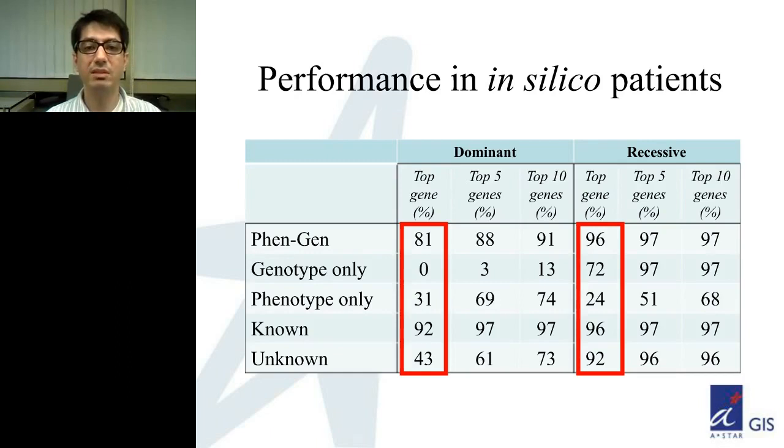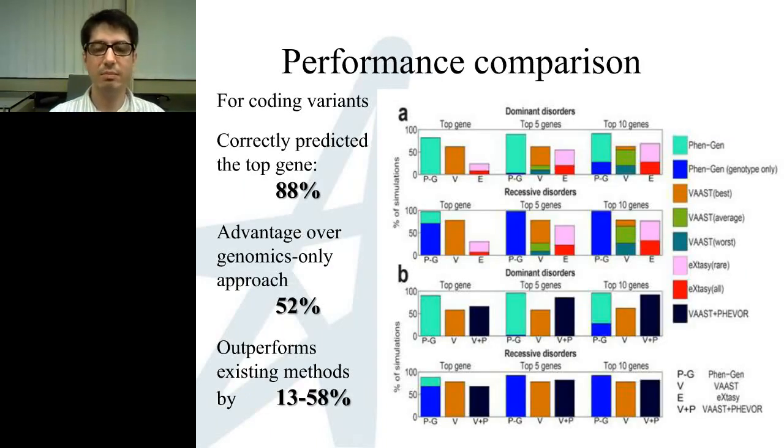We split the performance based on genotype only and based on phenotype only as well. Also, if the disease gene link is known to Phen-Gen, then it tends to perform better, which is shown in the last two rows. How do these numbers compare to competitors?